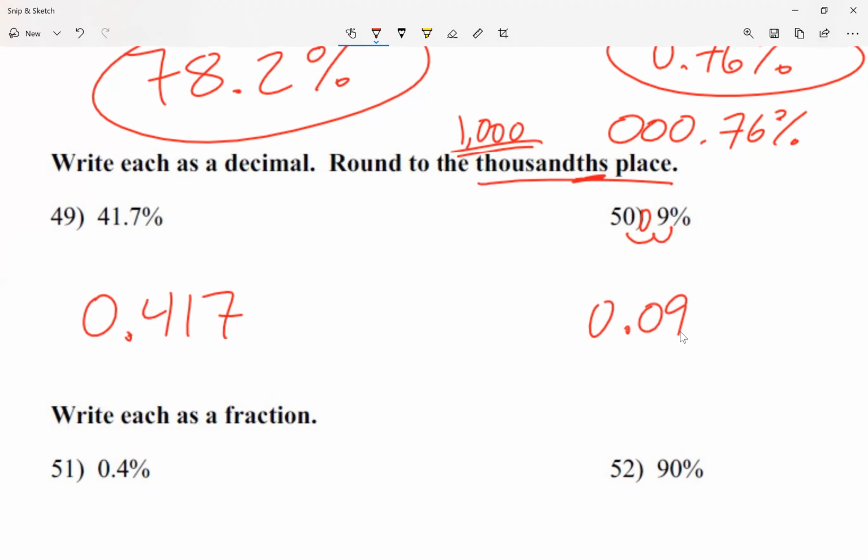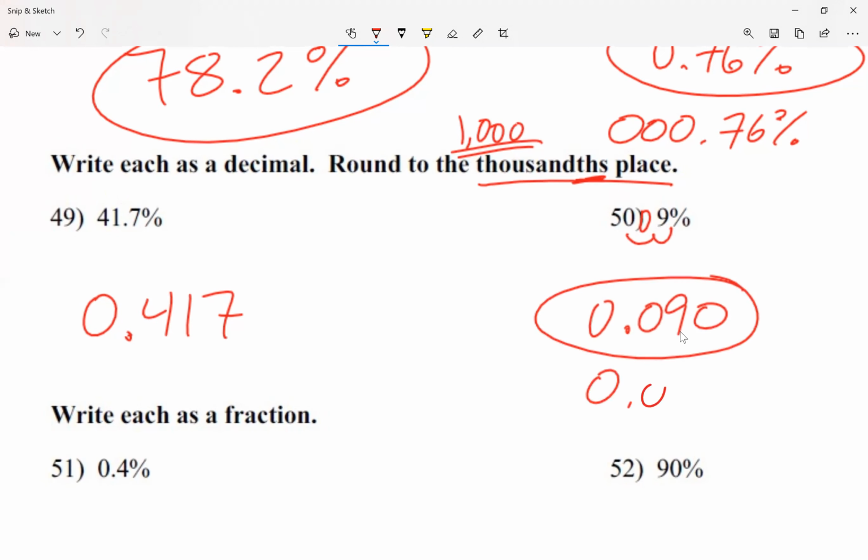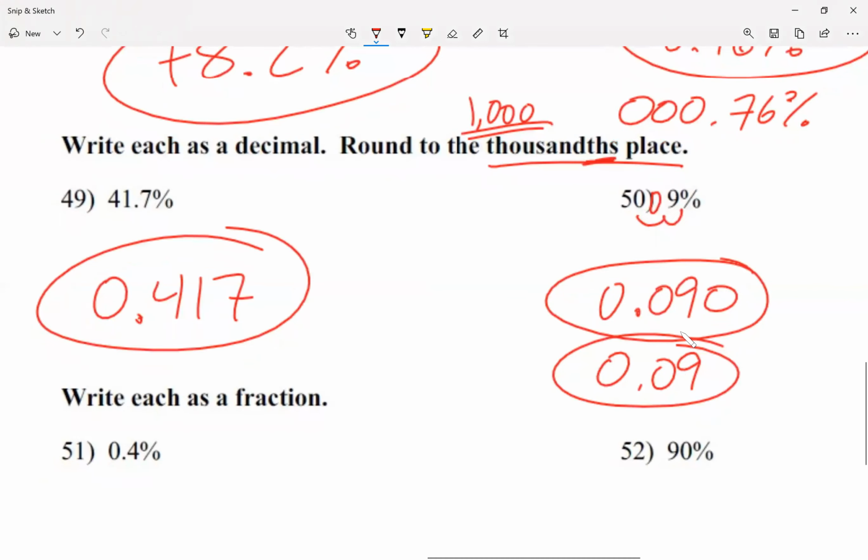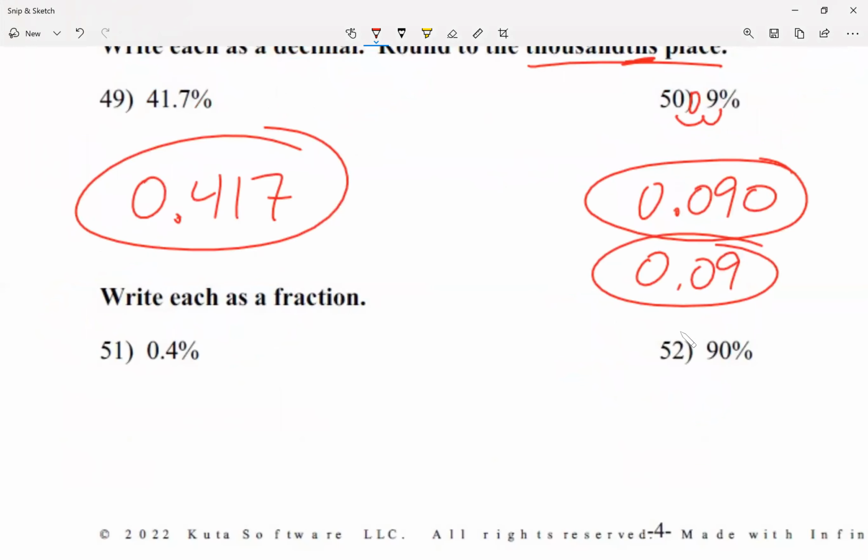Now, 3 decimal places, mathematically speaking, 0.090. But the 0 at the very end, if you just write 0.09, you're okay. The 0 at the very, very end, it is unnecessary. If you write it, good for you. If you don't write it, good for you. Now let's take a look at number 51 and 52.